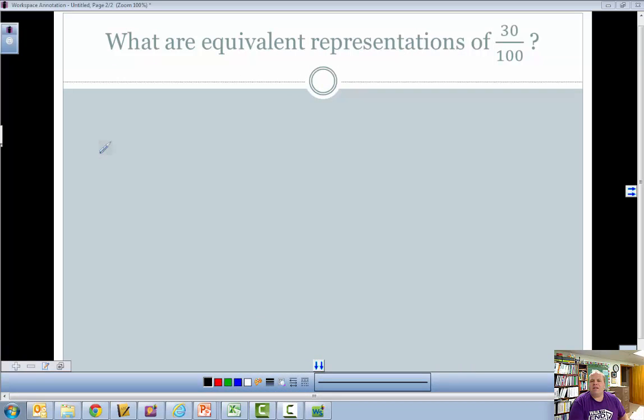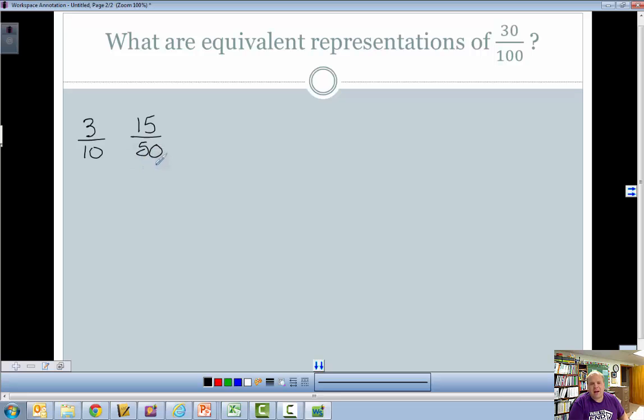Okay, so this question says, what are some equivalent representations of 30 over 100? Remember we talked about the three ways we can write a number. Well, one is a fraction. That's already a fraction. I could reduce that fraction to 3/10. I can make an equivalent fraction. I can go 15 over 50.